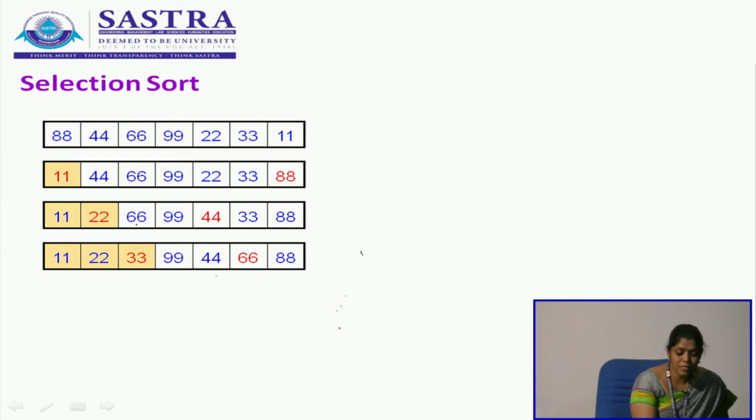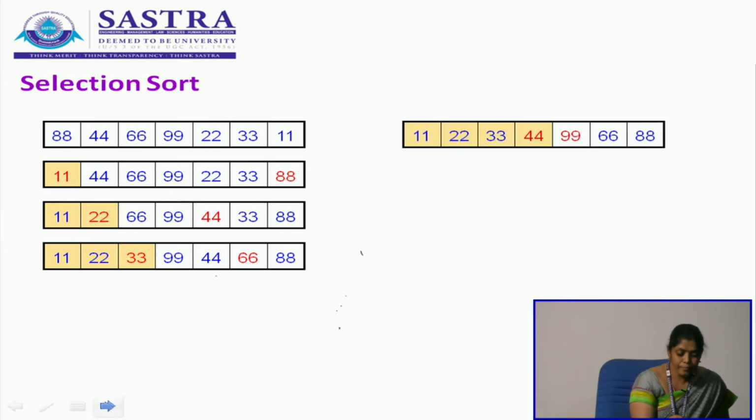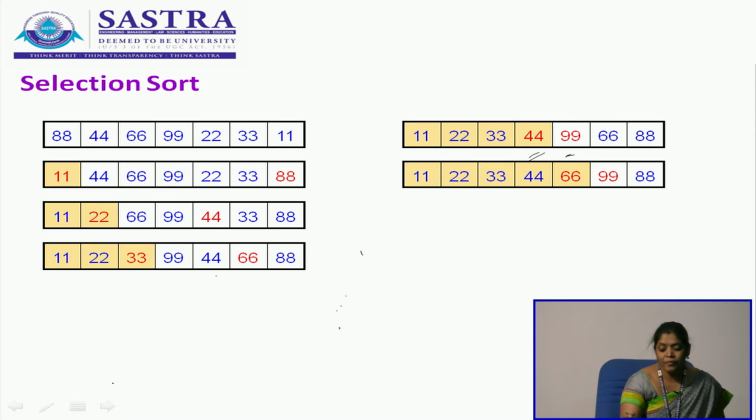Then the third position, 66, has been taken, which has to be replaced with the smallest element in the remaining array. Whichever is smaller, that has to be taken. So 66 has been replaced with 33. So we have frozen three positions. Then next we have to take 99, and the remaining elements are 44, 66 and 88, and we identify 44 is the smallest. So in the place of 99 we placed 44, and 99 has been placed in the position of 44. So we have completed 4 elements now.